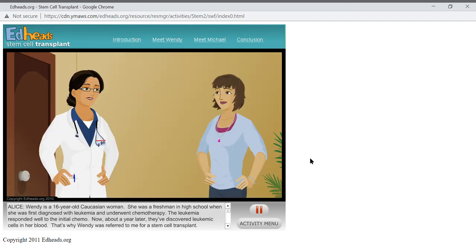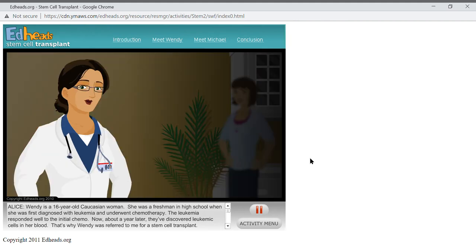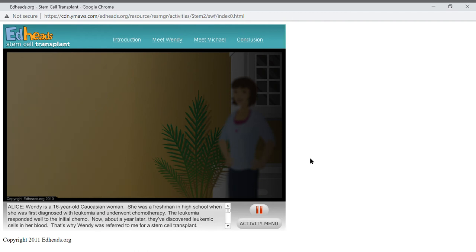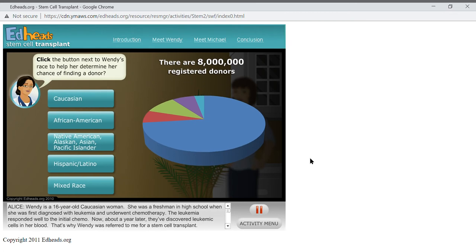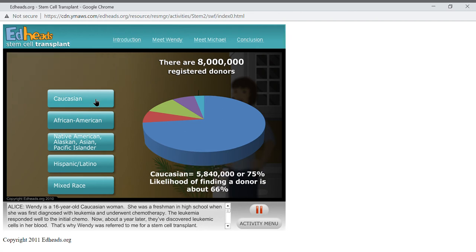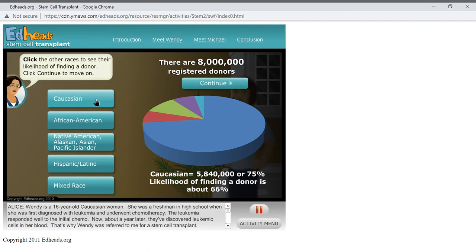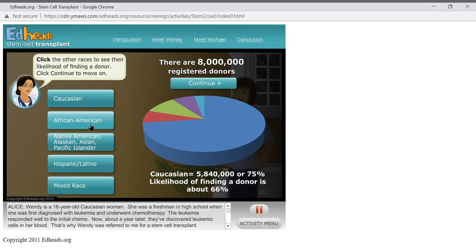The first thing we need to do is find you a matching bone marrow donor in order to do the transplant. Finding a matching donor is challenging sometimes. We look for a match with the patient's full siblings, then relatives, and then we look for an unrelated donor if we can't find a match. Can you help Wendy determine her chance of finding a donor? Click the button next to Wendy's race. Right, as a Caucasian, Wendy has a 66% chance of finding a donor. Those are pretty good odds for a bone marrow donor. Why don't you click some of the other races to see what their likelihood of finding a donor is?